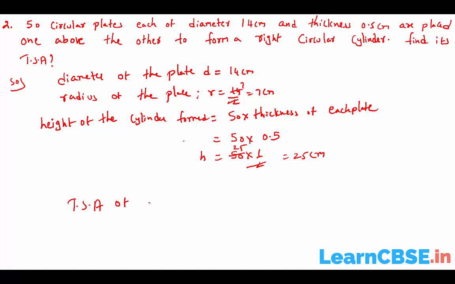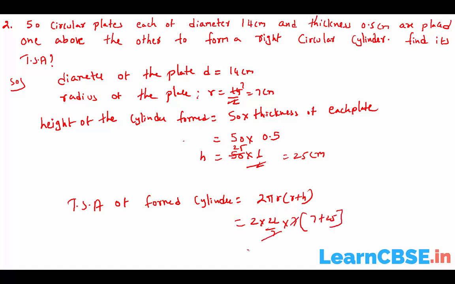Total surface area of the formed cylinder equals the formula 2 pi r into r plus h. That means 2 into 22 by 7 into 7 into 7 plus 25. 7 cancels. 44 into 32, 7 plus 25 is 32. 44 into 32, then you will get 1408 centimeters square. So this is the total surface area of the cylinder.